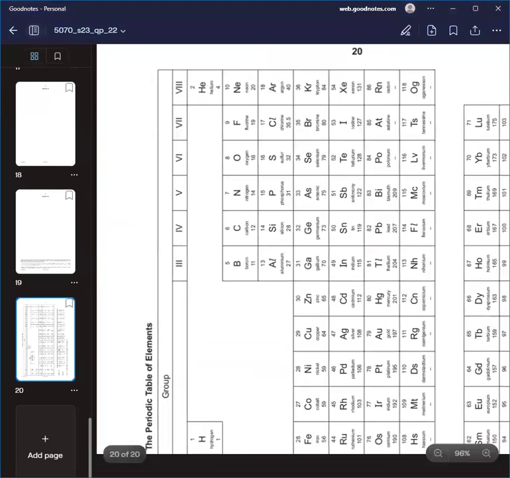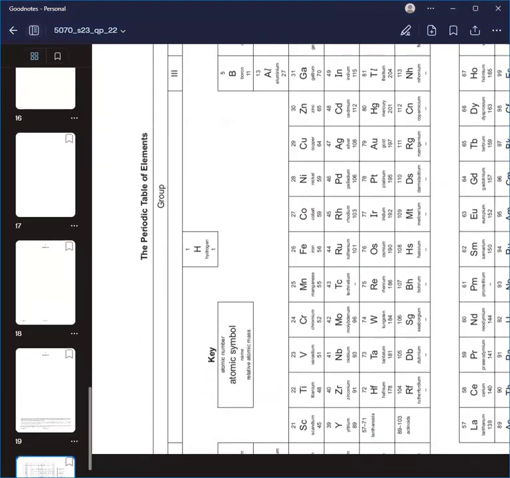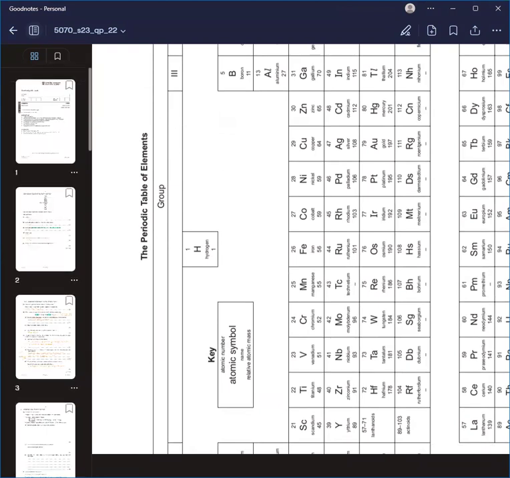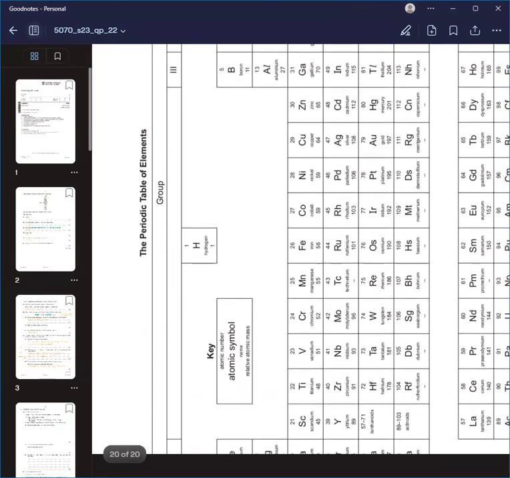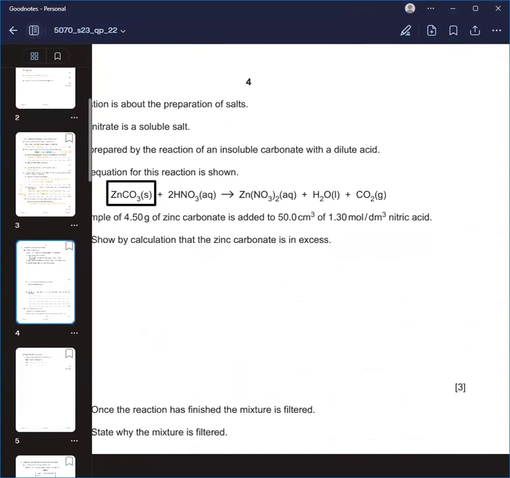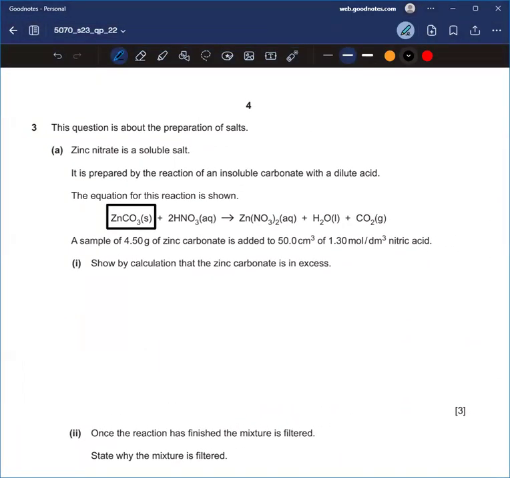Zinc is here, 65. So for Mr, we'll do 65 plus 12 plus 16 times 3. 12 is carbon, and 16 is oxygen, and there are 3 oxygens. So the Mr is 125.